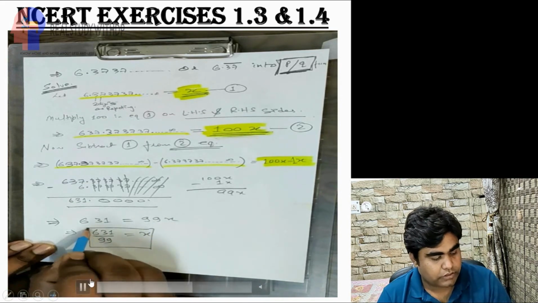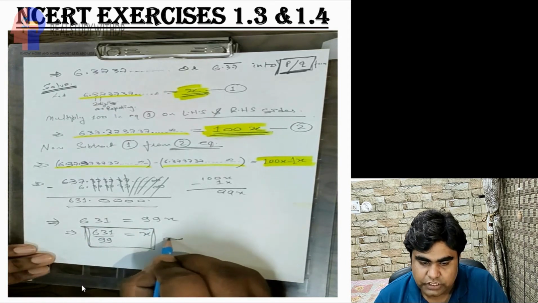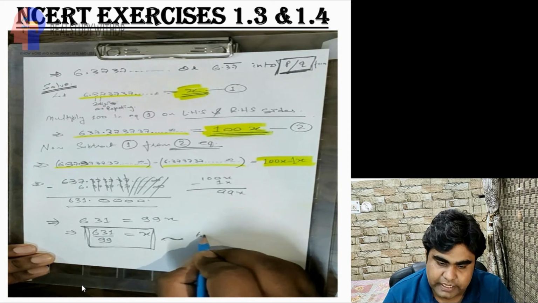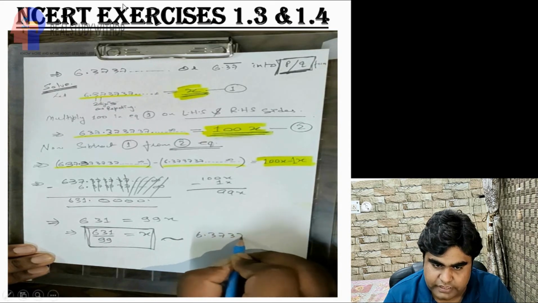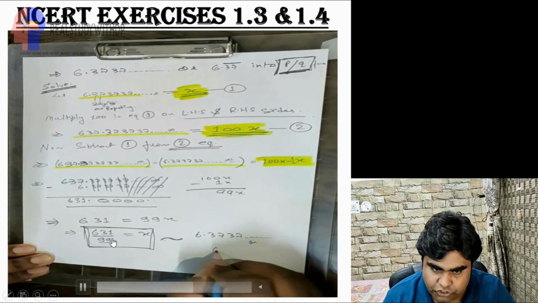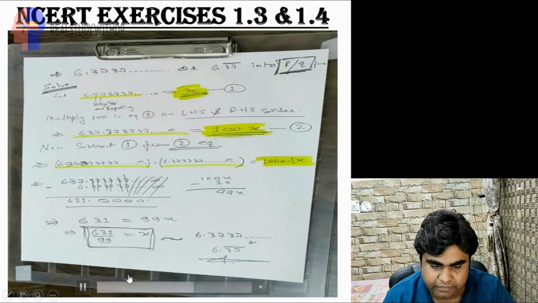Now this number can be written as 6.37. The original number was 6.3737, so this is the p by q representation of this number. If you are going to check it in the calculator, you will get the same thing.